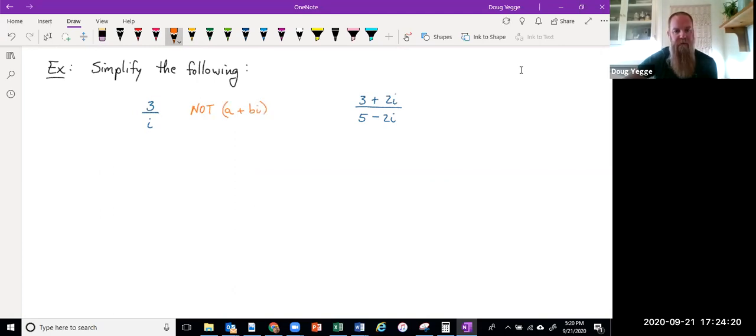This one, for instance, is a real number divided by an imaginary number. This one is a plus bi, but it's divided by another a plus bi. So neither of these numbers look like a plus bi. And so what we need to do is figure out how I can get rid of that i in the denominator, because remember, it is a radical.